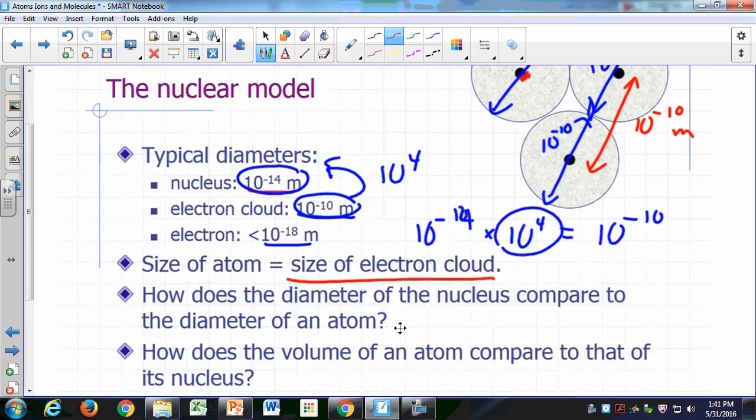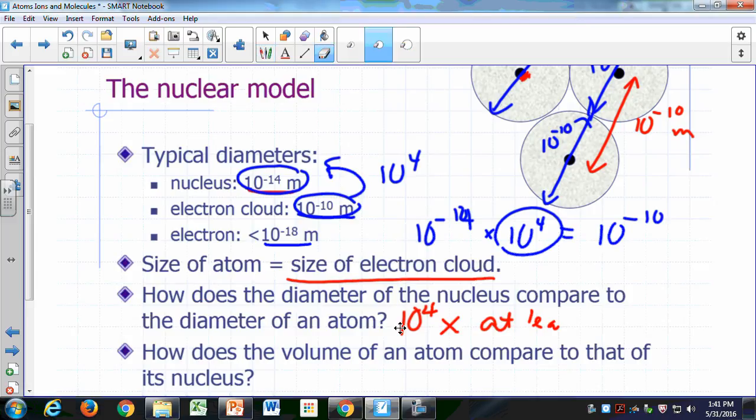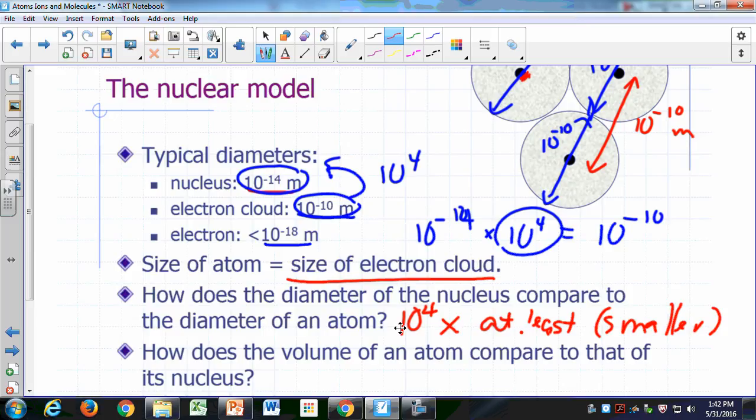So how does the diameter of the nucleus compare to that of an atom? It's at least 10,000 times, 10 to the fourth. Okay? Nucleus compared to the atom, it's smaller, right? So it's 10,000 times smaller. It's much, much smaller than the atom itself.